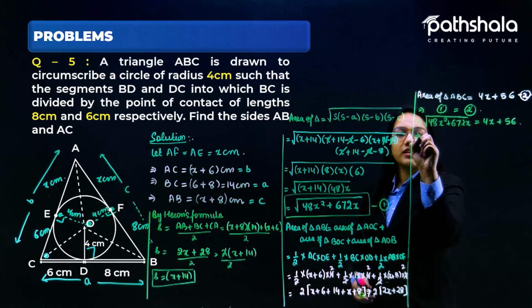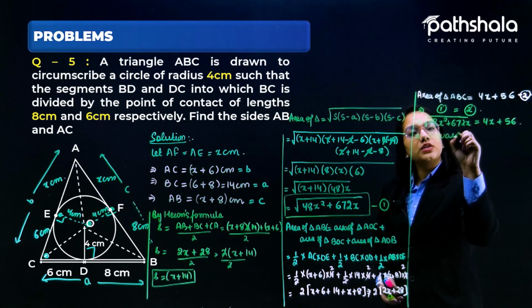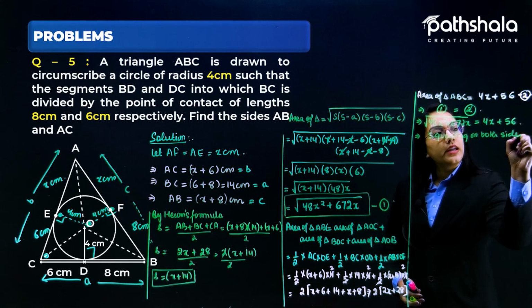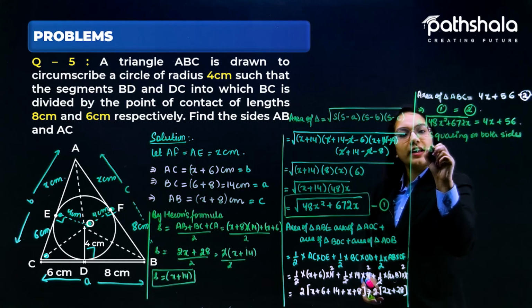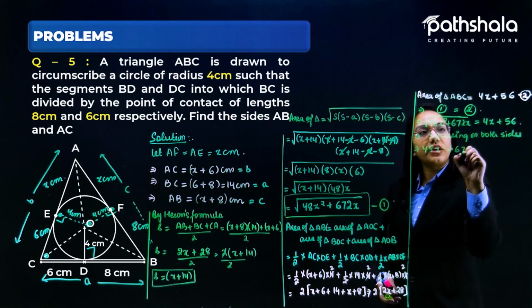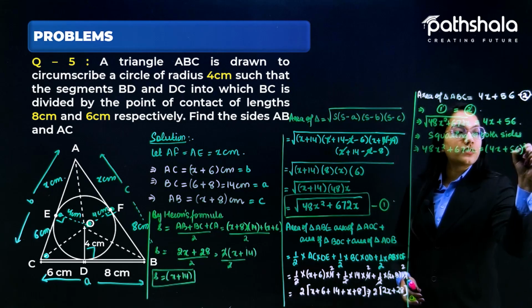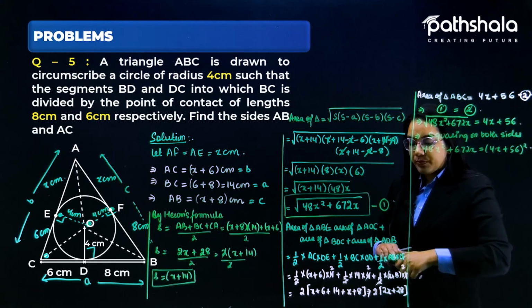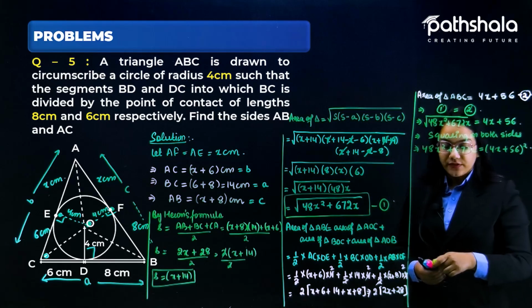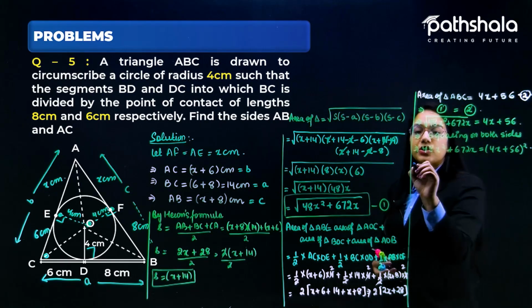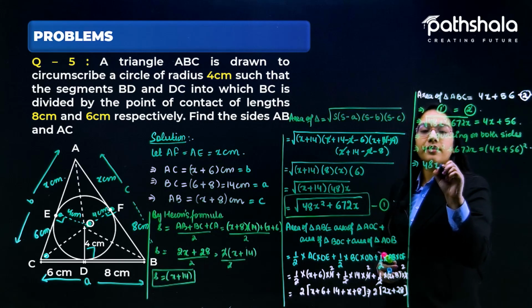Now let's take the squaring on both sides. So squaring on both sides implies that this is 48x square plus 672x, which is equal to 4x plus 56 whole square. Now let's solve this 4x plus 56 whole square. Again, this would be a plus b whole square, so let's apply the algebraic identity over here.